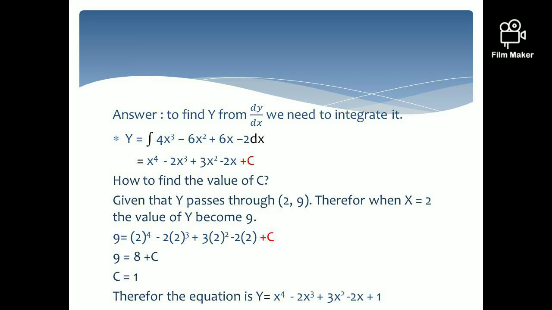They have given us, as extra information, that the curve y passes through the coordinate 2, 9. That means when the x coordinate is 2, the y coordinate becomes 9. Therefore, you can write 9 equals 2 to the power 4 minus 2 times 2 to the power 3 plus 3 times 2 to the power 2 minus 2 times 2 plus c. That means when y equals 9, x becomes 2, as in the previous example as well. If you simplify this, you receive the answer c equals 1.